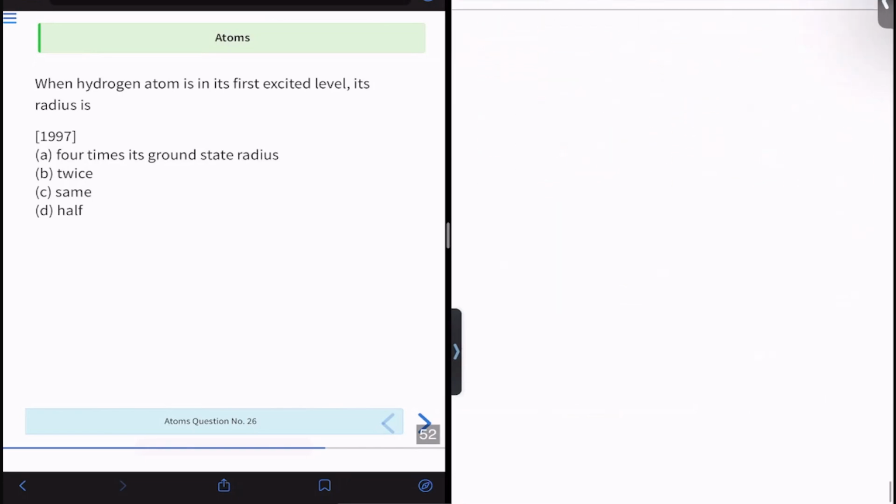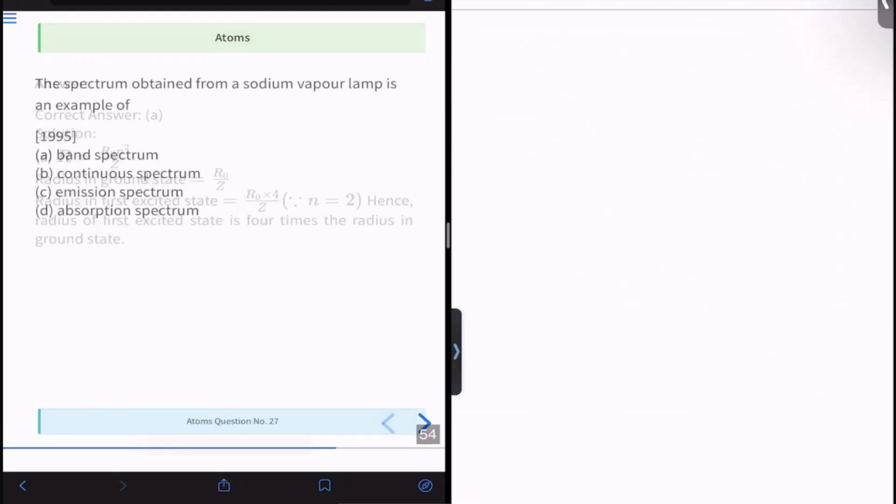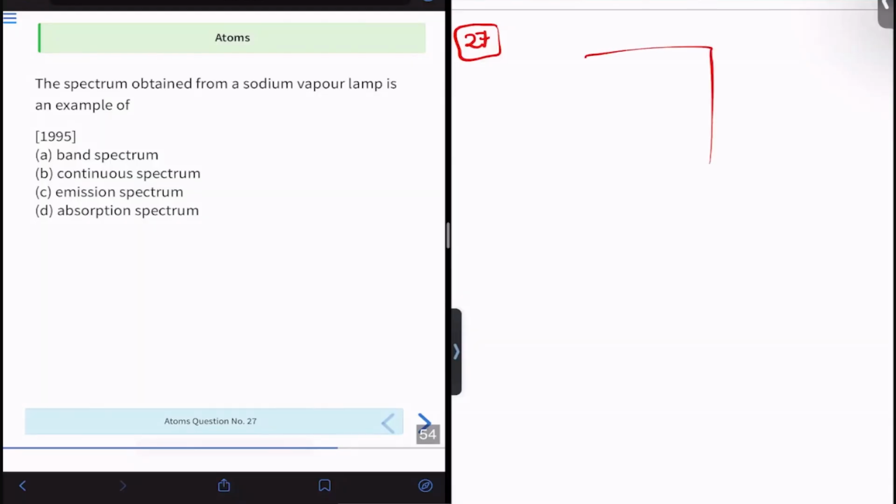Okay guys, I hope it's very clear. With this, I'll move to question number 27. Question number 27 says the spectrum obtained by sodium vapor lamp. See guys, if this is our sodium vapor lamp, this is our sodium vapor lamp.